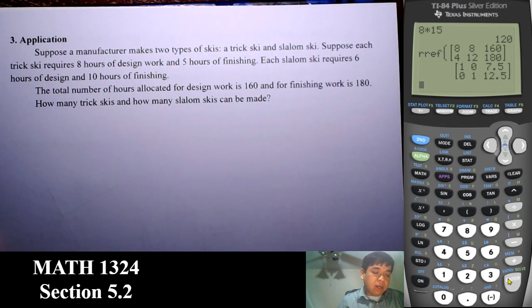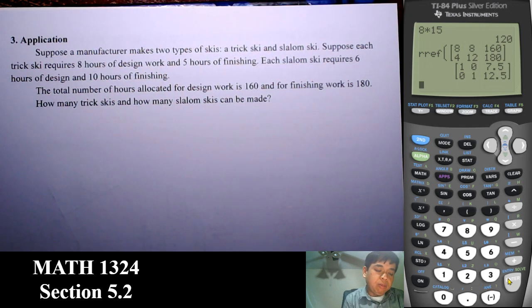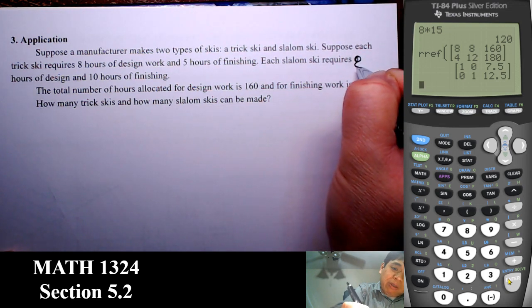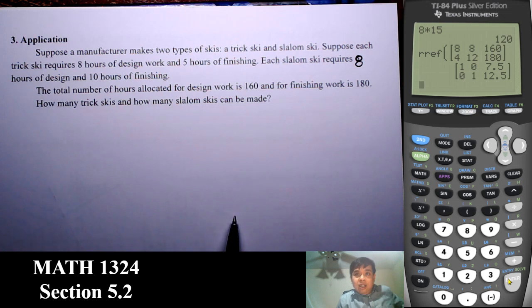Let's go to this example. Suppose a manufacturer makes two types of ski, trick ski and slalom ski, and each trick ski requires 8 hours of design work and 5 hours of finishing work. Each slalom ski requires 6 hours of design and 10 hours of finishing. The total number of hours allocated for design work is 160 and for finishing work is 180. I just want to change this so the numbers will come out a little bit easier to calculate.